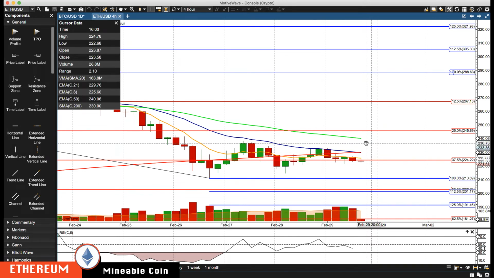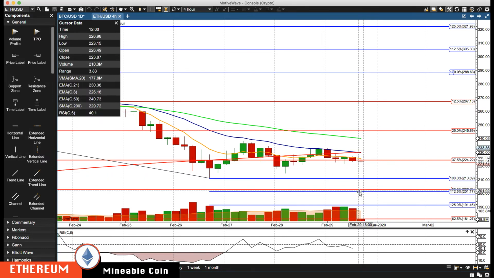Then we'd be watching for about 237. Close above 237, we'd start looking more to the bullish side, and we'll look at those levels higher. Now, if we sell off again, we get a close below about 218.70, we'll start watching for a retest at 210.89. Then if we sell off more, we're at 201 to about 202 first key level support, then 191.50.